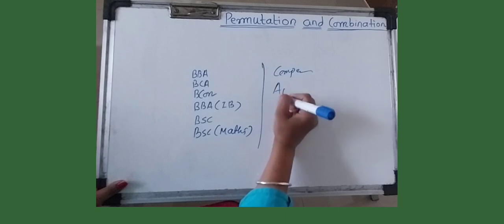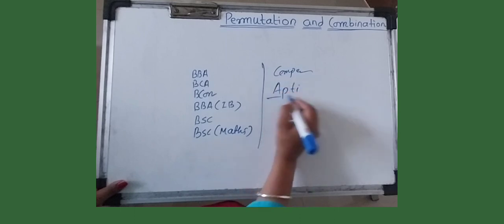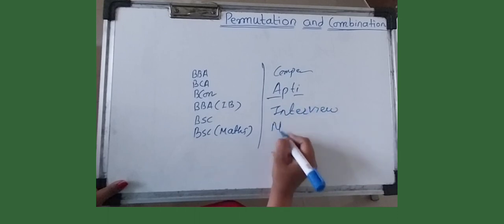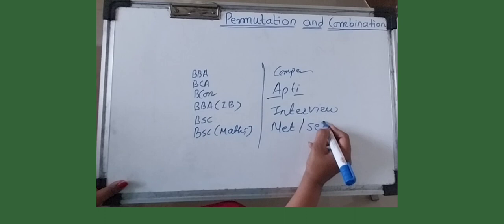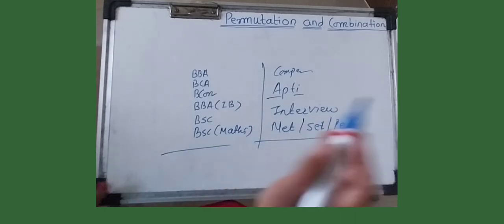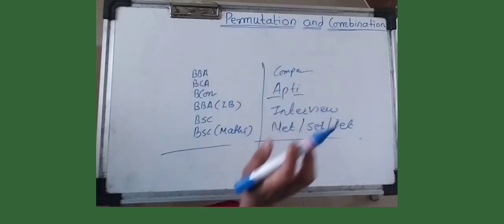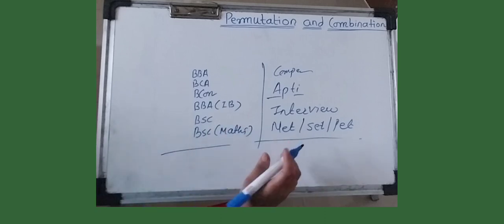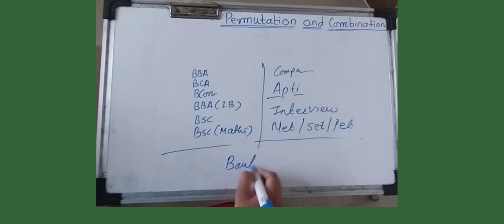Okay, for aptitude, for interview. Okay, NET, SET, PATE exam. Okay, everywhere the questions will ask on the permutation and combination. So save my video for lifetime. Okay, it is very important. Banking exam, everywhere ask. Okay, so it is very important.